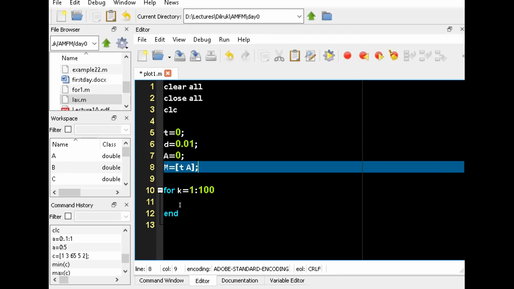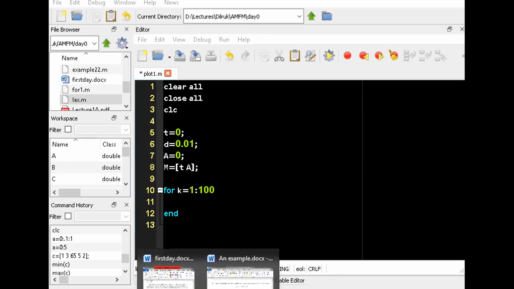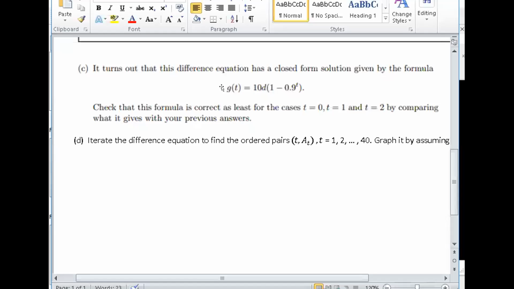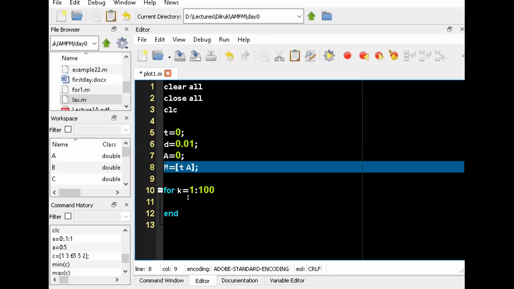Okay, then. All right. So what is the relation? This is your A sub t, or G of t. This is the amount of drug in the bloodstream after t hours. All right, let's enter this formula, after t hours. Now what is that?